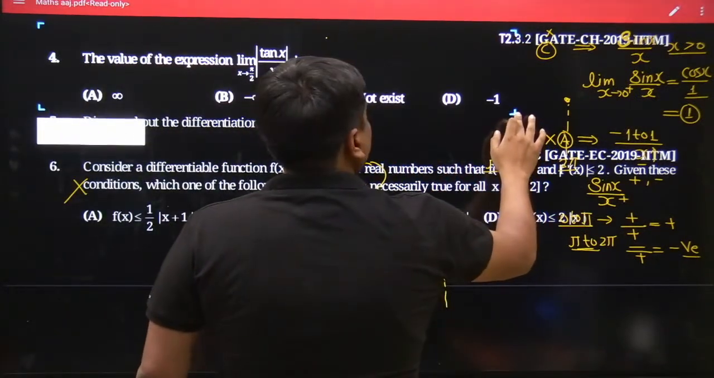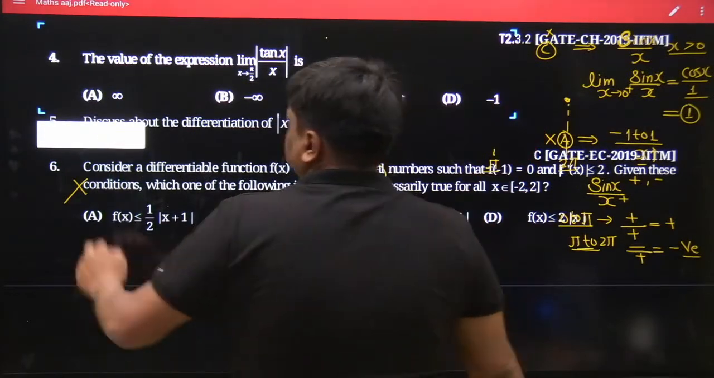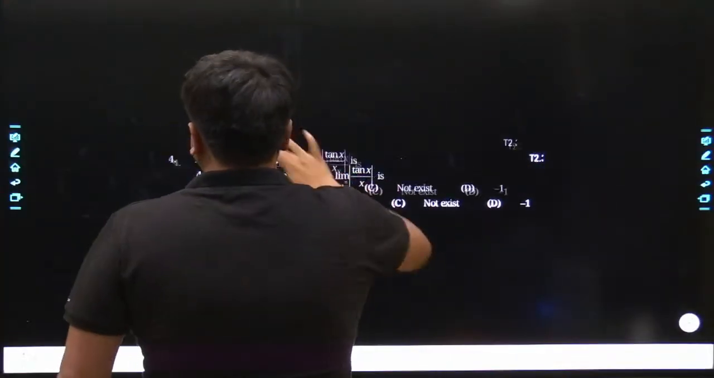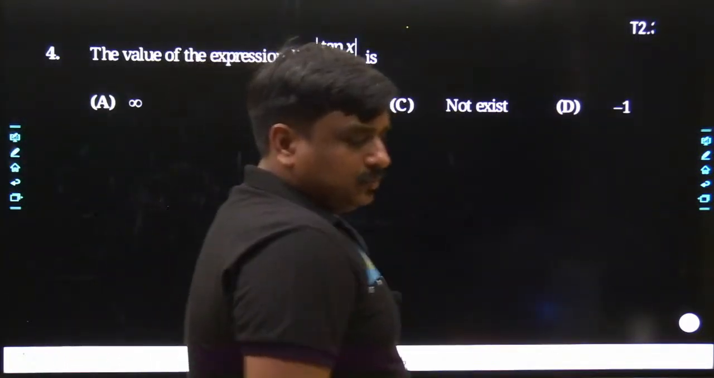This problem came in GATE in the year 2019. The problem appeared in chemical engineering and was framed by IIT Madras. This has been the problem.